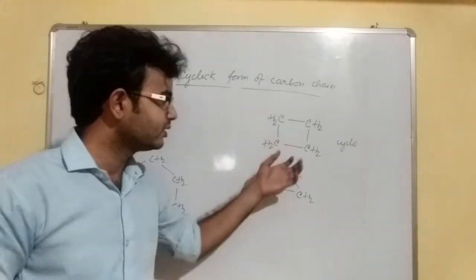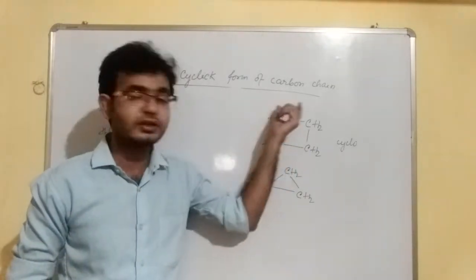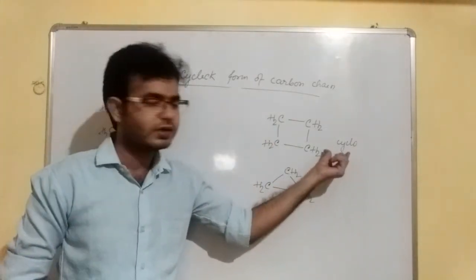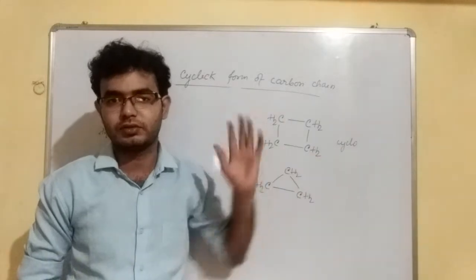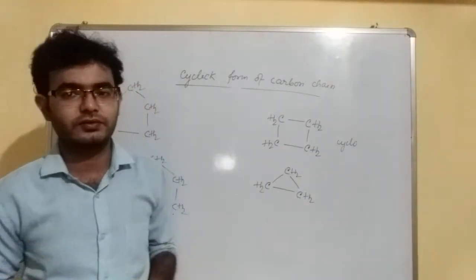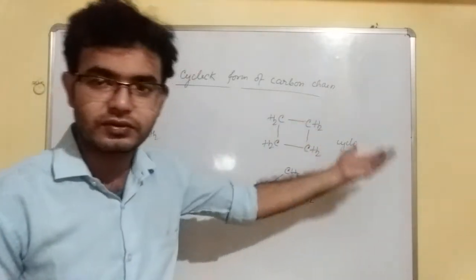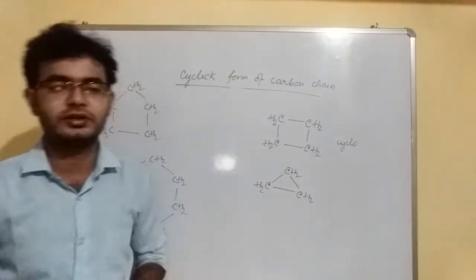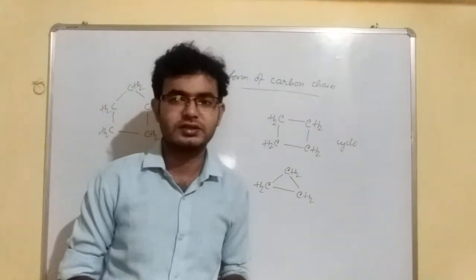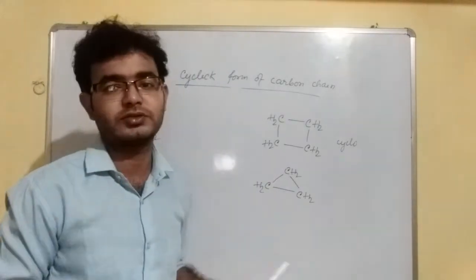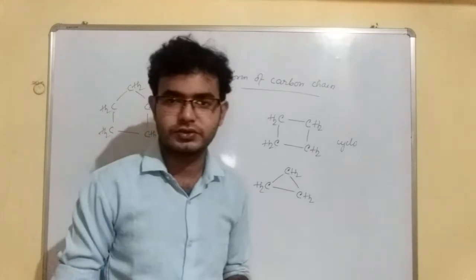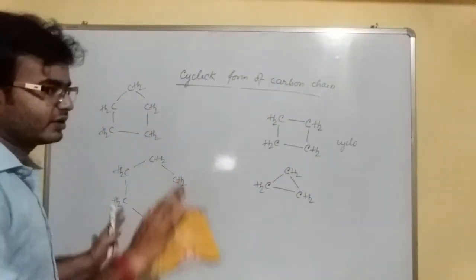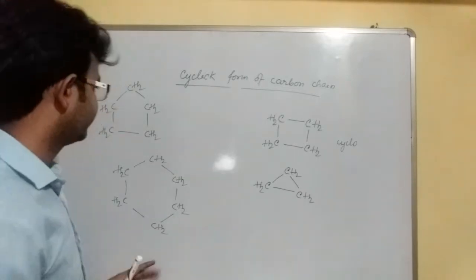So while writing the name of this type of compound, we have to mention that it is a cyclo compound, meaning cyclo and then the name of the compound. First cyclo, then the name of that compound. We'll discuss after 1 or 2 classes how to write the names of these types of compounds or any other carbon compounds. Right? So these are examples of cyclic compounds.